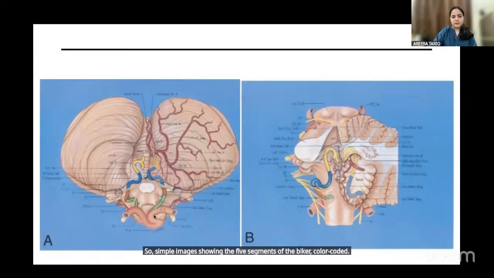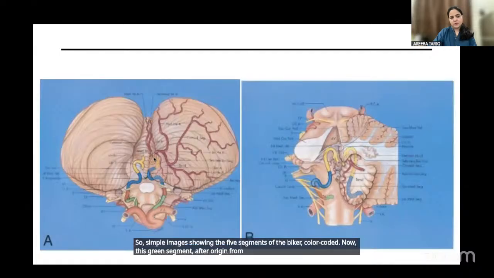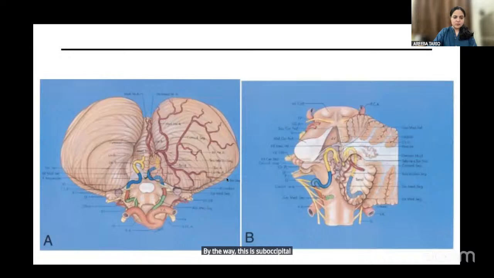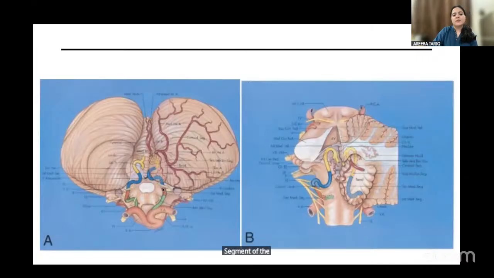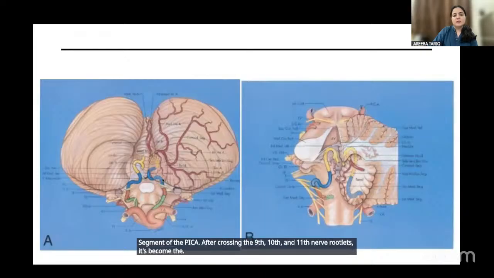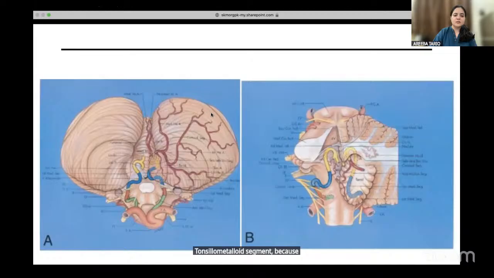Now this green segment after erosion from the vertebral artery, this colorful artery is PICA. By the way, this is the suboccipital surface, as I'm assuming everyone must have understood by now. So this green segment is known as V1 or the first segment of the PICA. As we can see, once it crosses the hypoglossal nerve rootlets, it becomes the lateral medullary, or this red segment of the PICA. After crossing the 9th, 10th, and 11th nerve rootlets, it becomes the tonsillomedullary segment because it is closely associated with this structure.